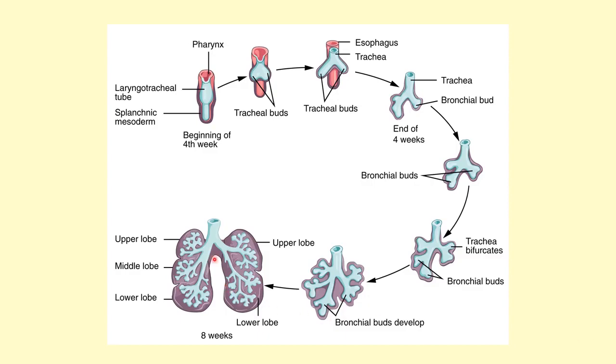And this is just showing from the beginning of week 4. As you can see, you're starting to see the development of the larynx. You've got the pharynx here, and what they refer to as the budding. You're forming all of those airways. And by 8 weeks, you have the basic structures of the lungs with all the airways present.